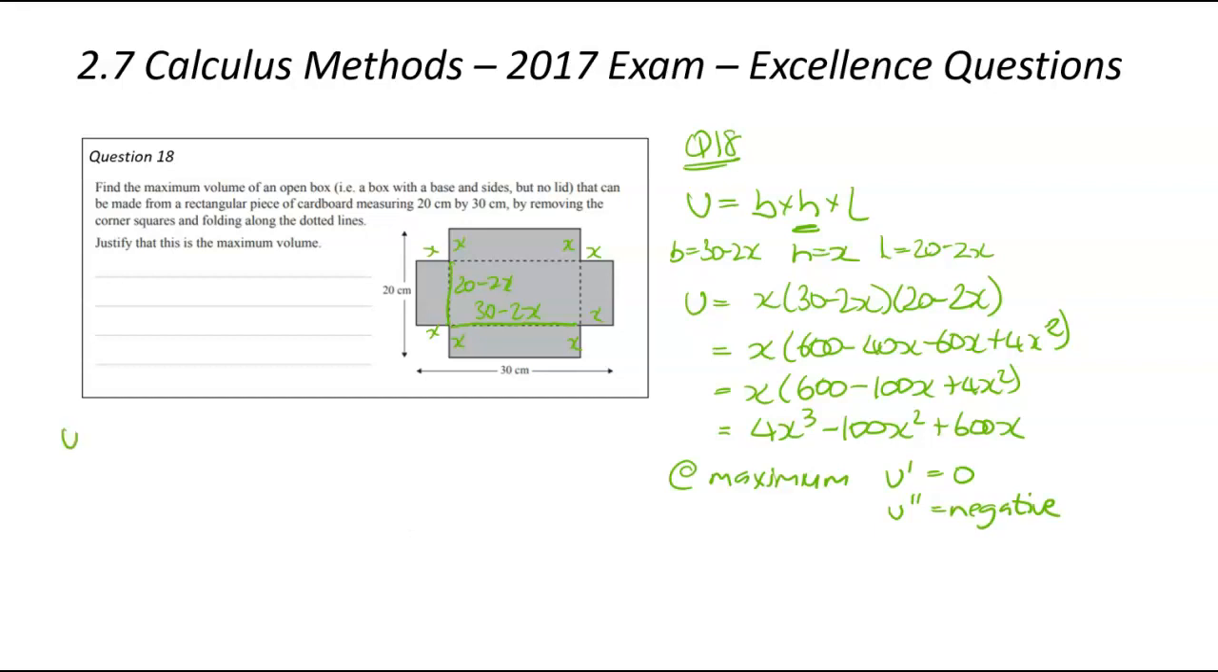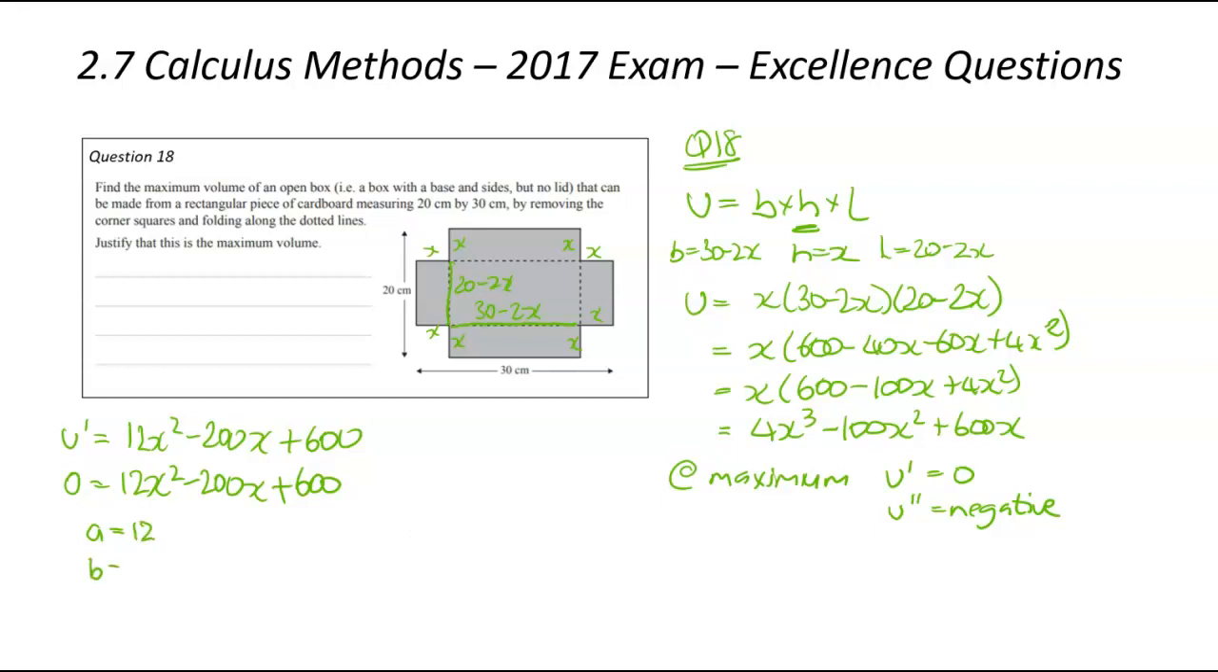So let's differentiate first. So v dash is going to be 12x squared minus 200x plus 600. As I said, we know that v dash is equal to 0, so we're going to go all the way over here and substitute that in. So 0 is going to be equal to 12x squared minus 200x plus 600. Straight away I know, well, this is a quadratic. There's lots of factors in common we can get rid of, but it's a quadratic. I know it's going to be messy, so I'm going to jump straight into the calculator.